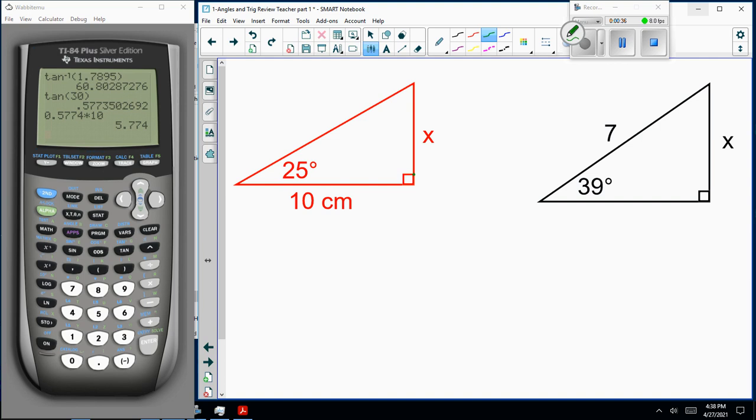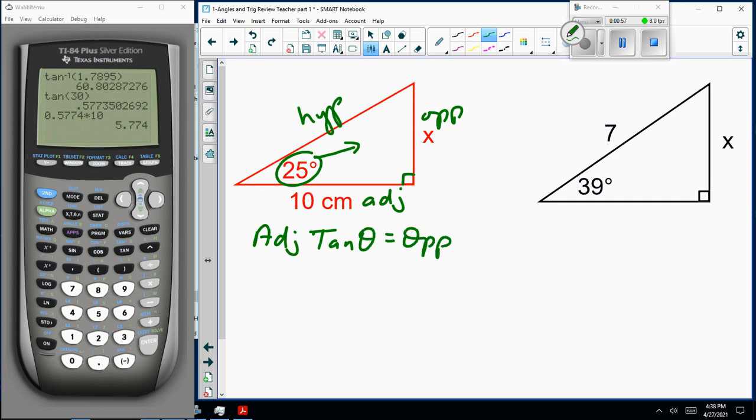Alright, so this is the right angle, so this is the hypotenuse. Label the sides first. Angle, so this is the opposite. This is the adjacent. So this is opposite adjacent, that is tangent again. So adjacent times tan theta equals opposite. Okay, so the adjacent is 10 centimeters times tan 25 degrees equals x. Now what is tan 25 degrees?